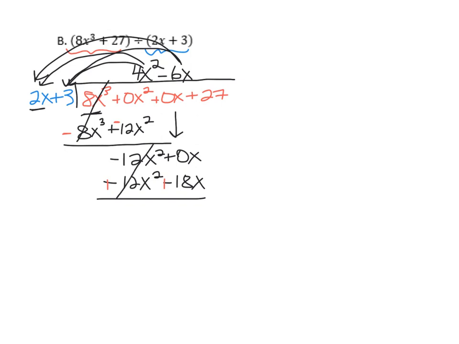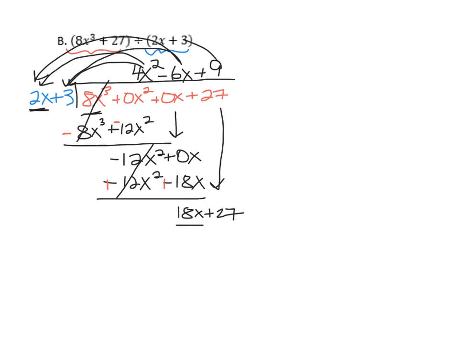The first column cancels, and let's see what's left over. 0x plus 18x is just 18x. Drop down that plus 27 as our last term in that dividend. One more round. 2x and 18x. What could we multiply 2x by to equal 18x? We could multiply it by positive 9.